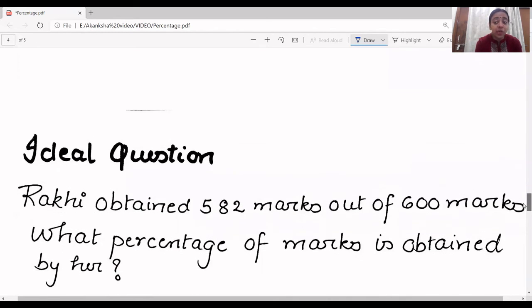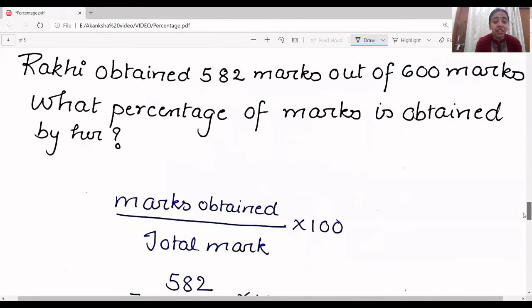Let me jump to another question. Another student's favorite marks question. Okay, so there's one person called Rakhi who has obtained 582 marks out of 600. Quite a good marks, right? So 582 marks out of 600. What is the percentage of marks obtained by her? I hope you remember the technique. The marks obtained upon the total marks into 100 is the technique.